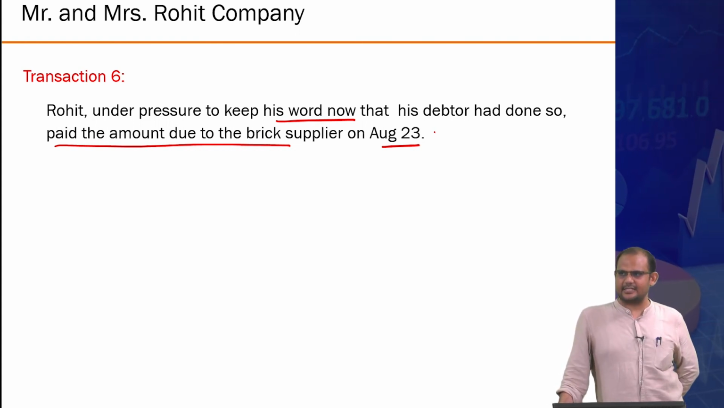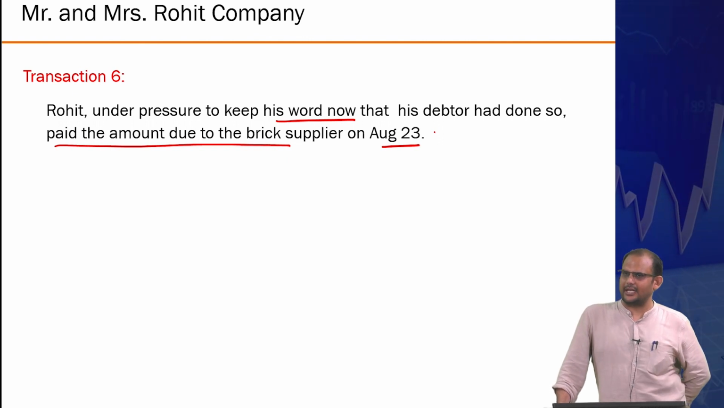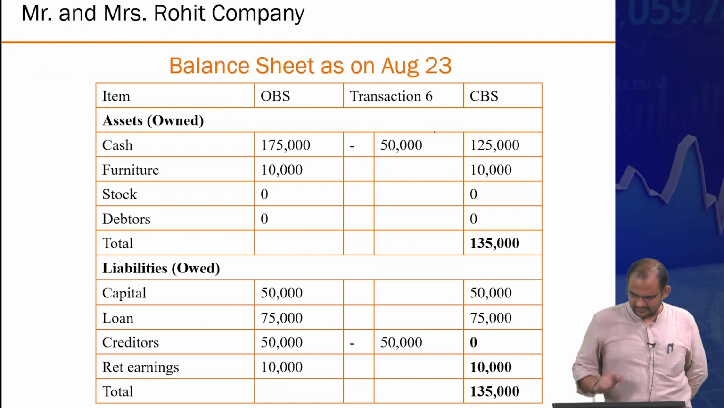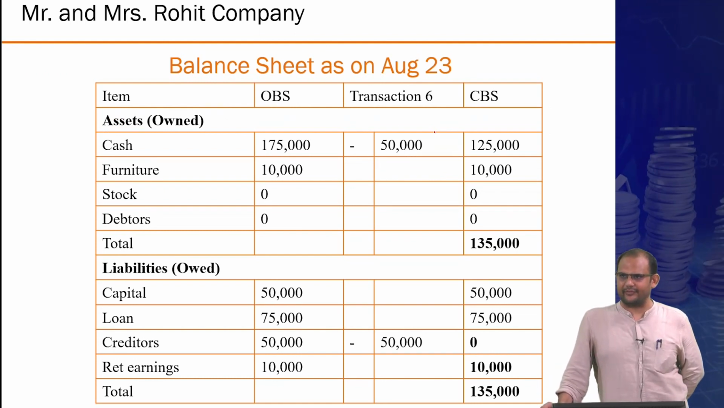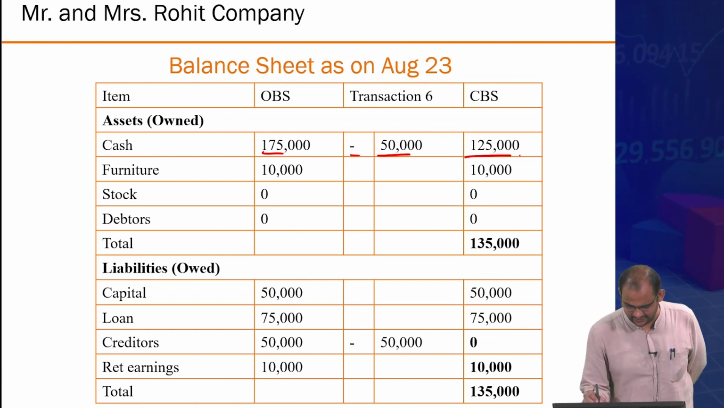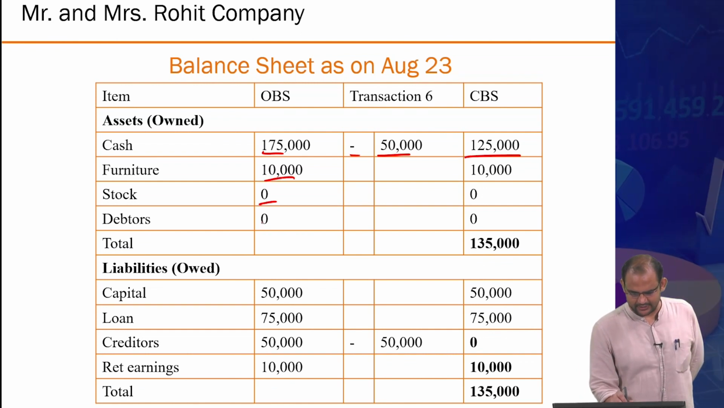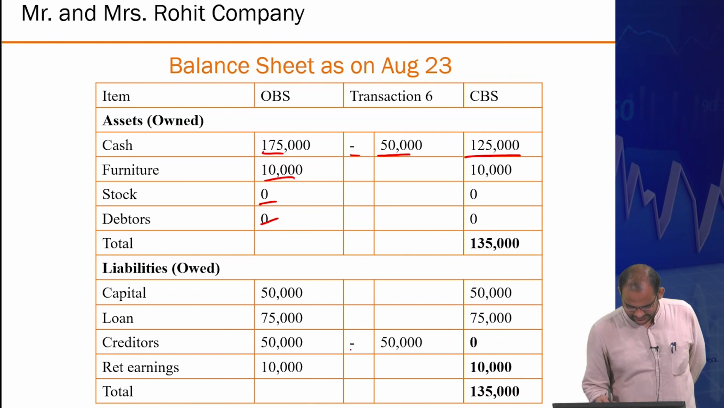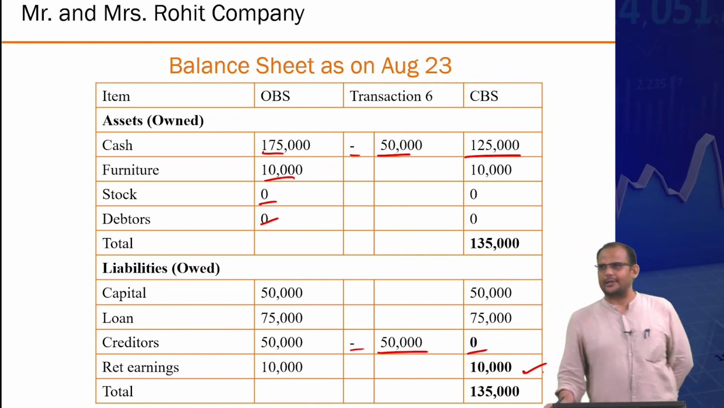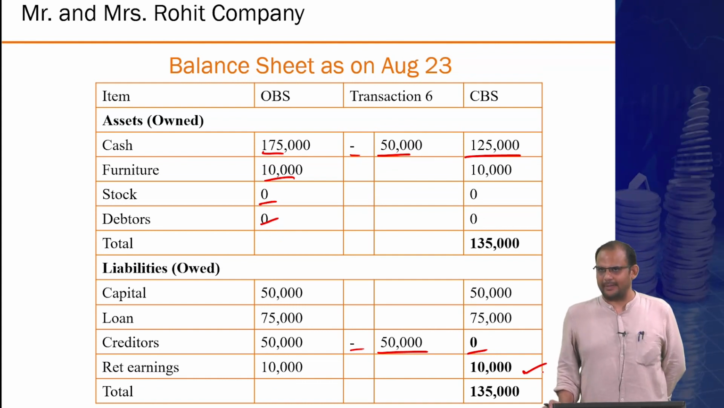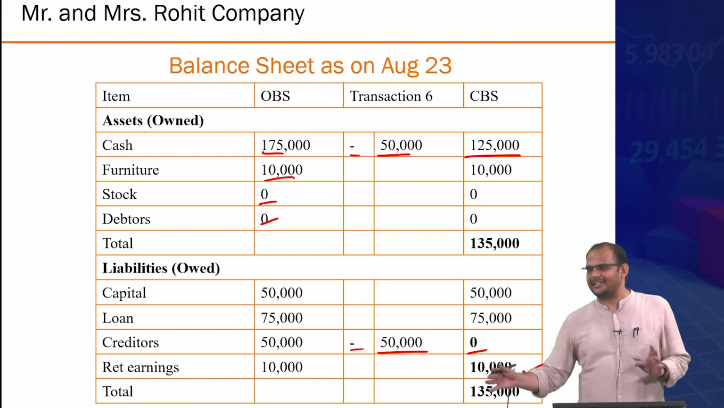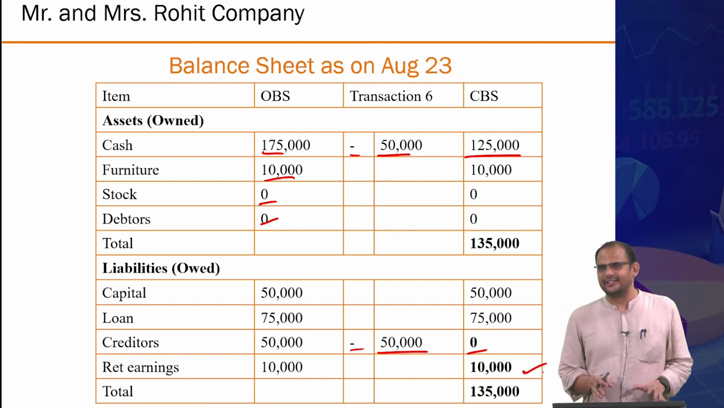Creditors. Anything else? Total assets and liabilities decrease back to 135,000. Right? So 175 minus 50, 120. Furniture, stock 0, debtors 0. Your creditors become 0. Retained earnings 10,000. Make sense? Again, reminding you, in the real world, you do not make transactions directly in the balance sheet.